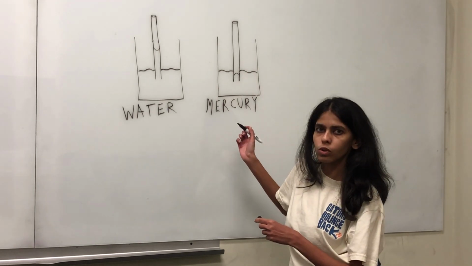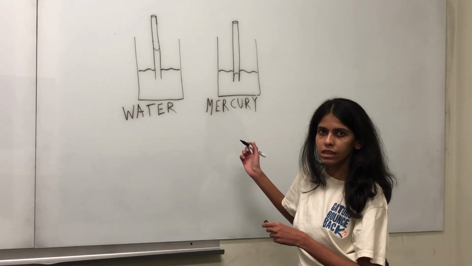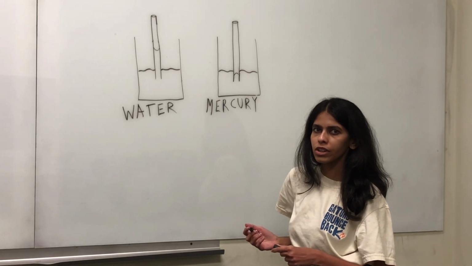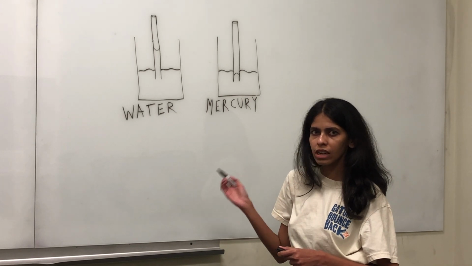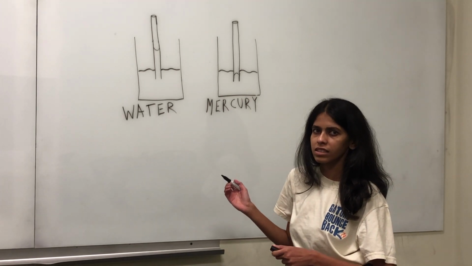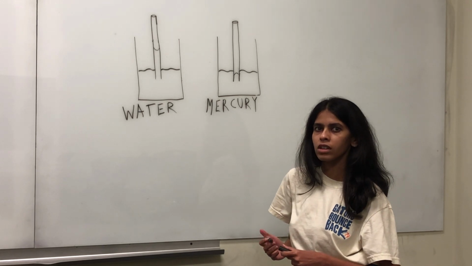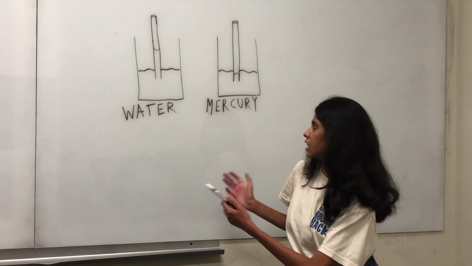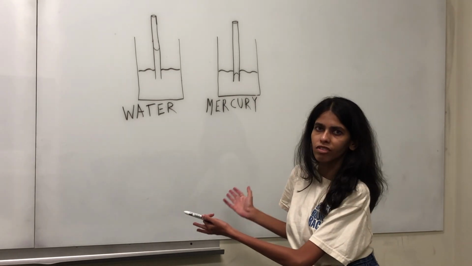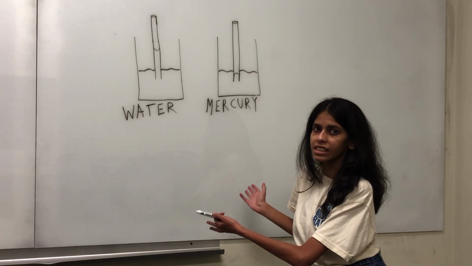This is because the forces between the mercury molecules are much greater than the forces between the mercury molecules and the glass surface. So here we can say that the cohesive forces are greater than the adhesive forces. So these two are the prime examples of cohesive as well as adhesive forces.